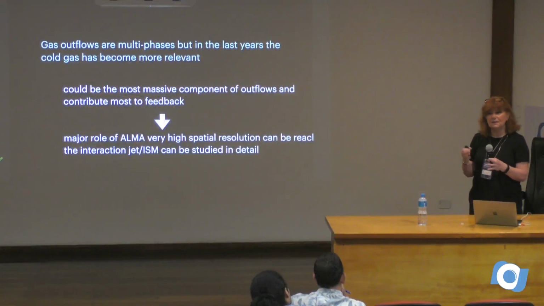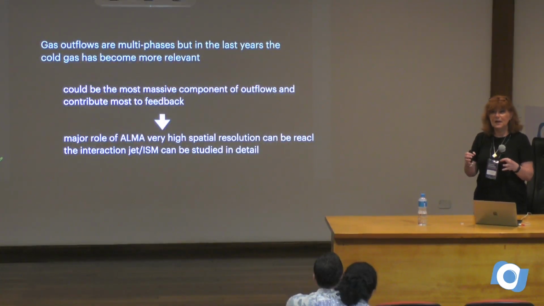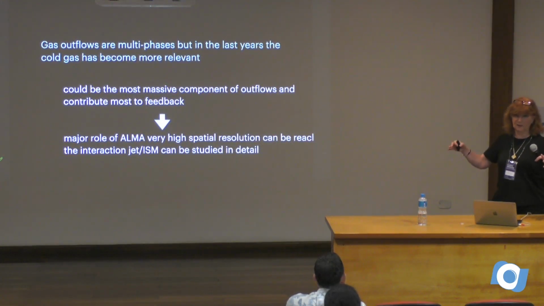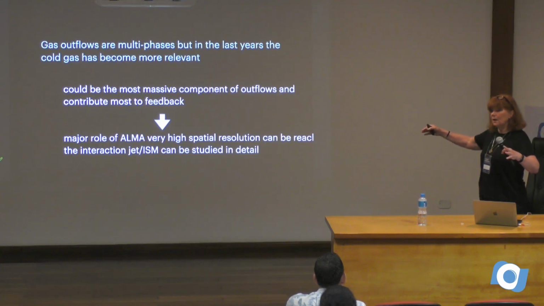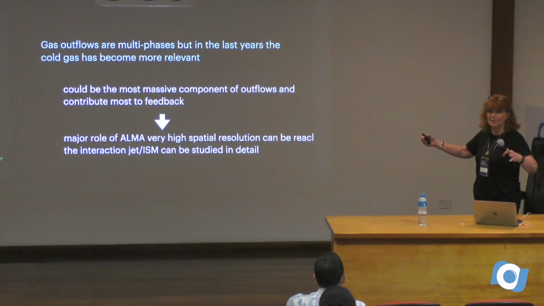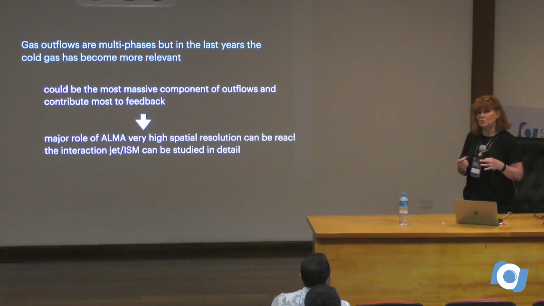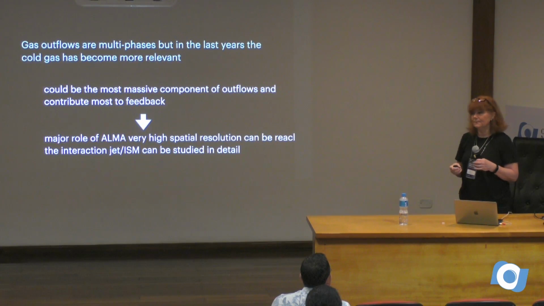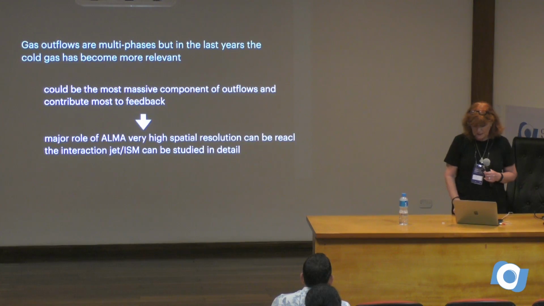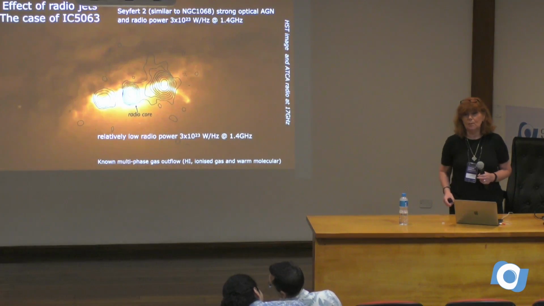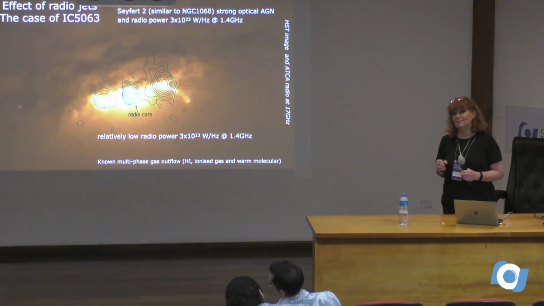You have 60 plus dishes, and the dishes can actually be moved on the plateau where ALMA is located at 5,000 meters. So you can have a long baseline, as you remember from last time, so you can go to very high spatial resolution. You can really see where the outflow is happening and study it in detail. Considering the sensitivity of ALMA, this has been the breakthrough, I would say. It is at the moment my favorite telescope, even better than LOFAR.